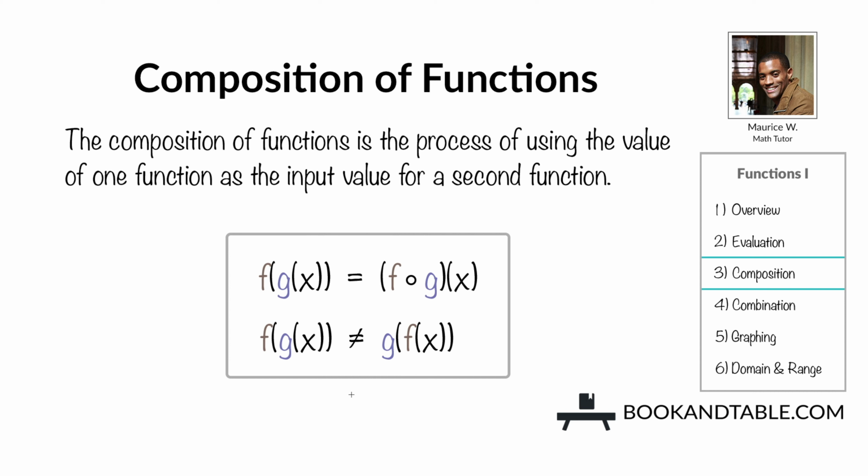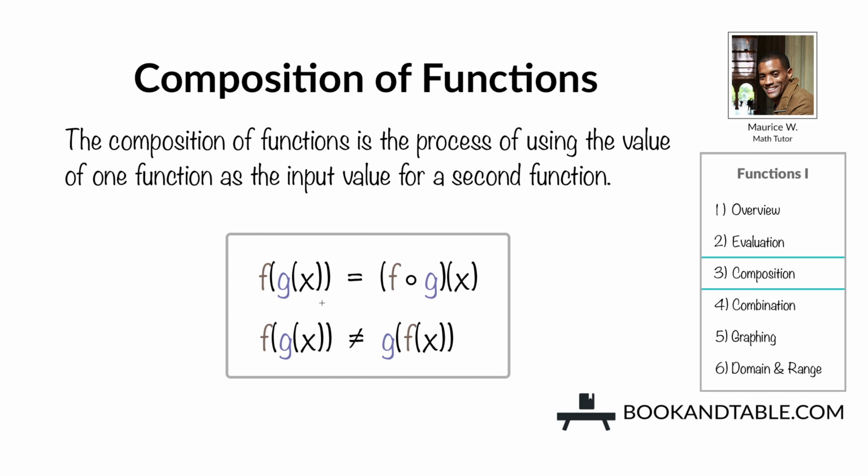Now, the composition of functions is the process of using the value of one function as the input value for a second function. So we have some function f, but inside of the parentheses, instead of having the independent variable x, we have a second function, g of x. f of g of x can also be written this way, f of g of x.